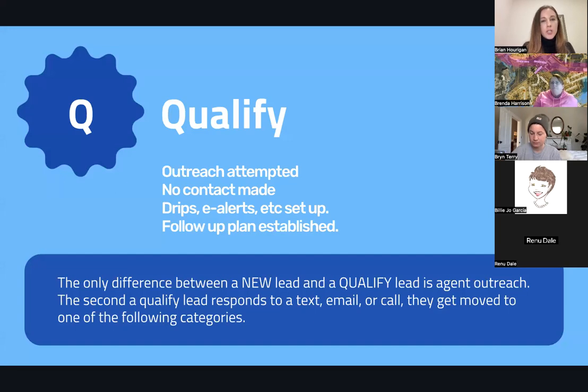Once we have reached out to them, they will then be moved into our qualify category. We haven't reached them, but we have tried to. And we've put a plan in place for when our next outreach will be. We likely have them on an e-alert or drip. The only difference between the two is our outreach.